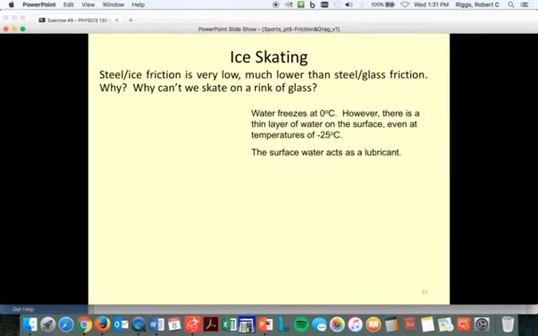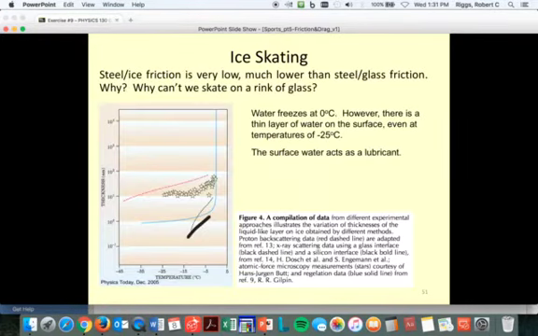Ice skating. Water freezes at zero. However, have you ever noticed that even on freezing days, if you fall on the ice, you get up and you're soaking wet? In the curling video, the guy falls on the ice and gets up soaking wet. He says, "I wet my pants." That's because the surface water acts as a lubricant. There's a thin layer of water, and that's why we can't skate on a rink of glass, because there's not that thin layer of water that causes lubrication, so we can actually skate.